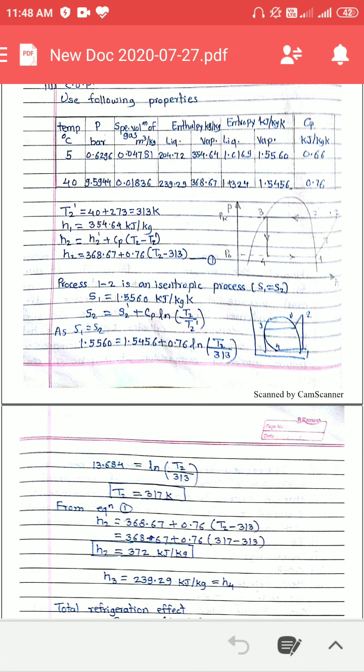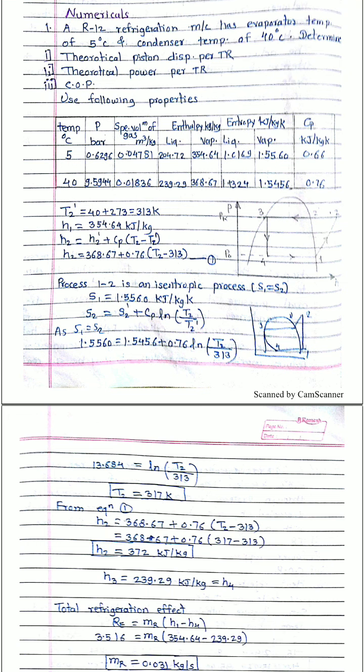In this way we have calculated the value of T2. So till now we have discussed how to calculate the enthalpy and how to calculate the entropy. Now from equation number 1 we can calculate H2. So H2 is equal to H2 dash plus Cp into T2 minus 313, that is 368.67 plus 0.76 into T2 minus 313. T2 that we have calculated is 317. So therefore the value of H2 is equal to 372 kilojoule per kg.